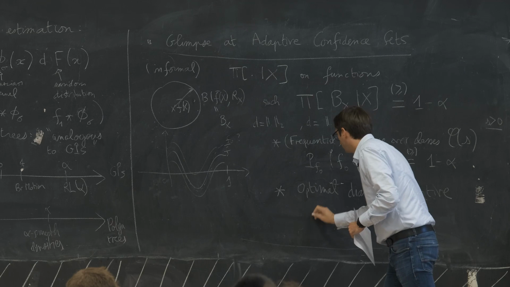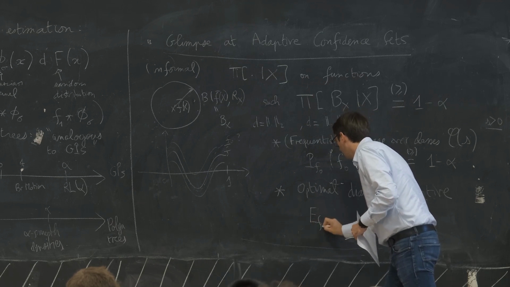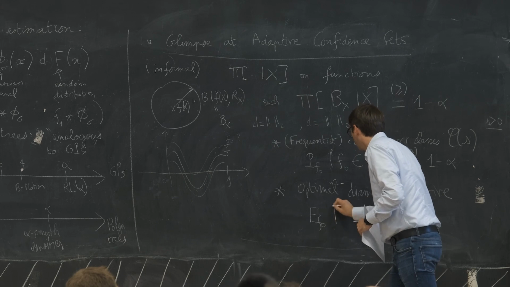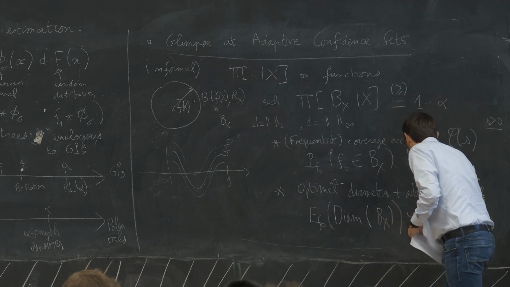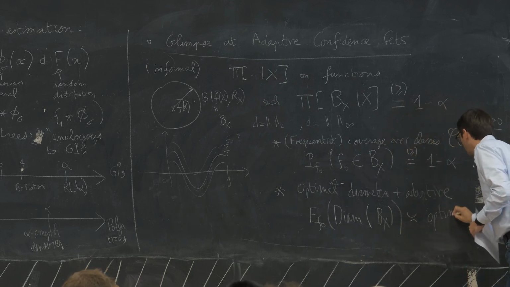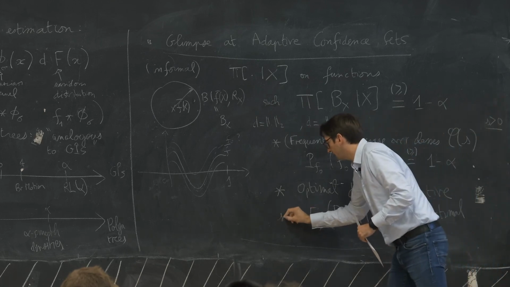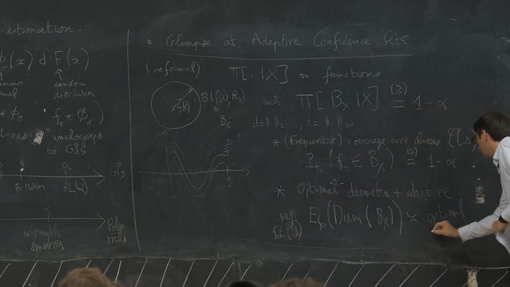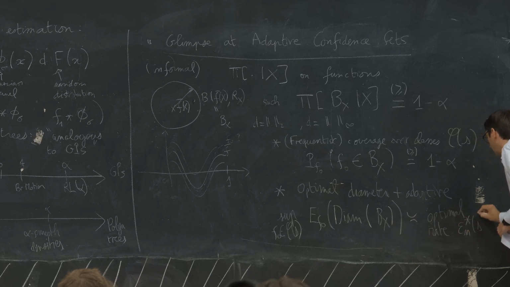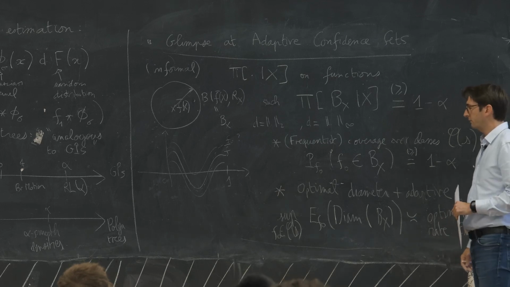Meaning that you'd like to have that the expectation under f naught of, say, the diameter of Bx is of the order, maybe up to logs, of the optimal rate. So this, say, uniformly over the class for any S and uniformly over the class CS, you'd like to have it of the order of the optimal rate epsilon n star, which depends on S. Okay, so here it would be like the one we see all the time, n to the minus S over 2S plus 1. Okay, maybe up to logs. All right, so you'd like to have that.